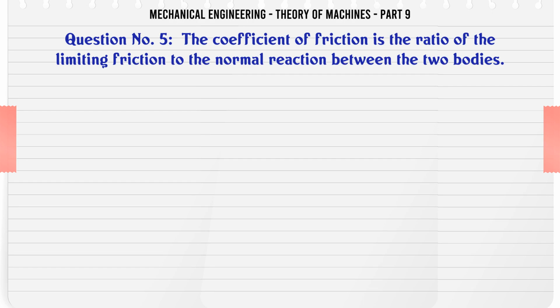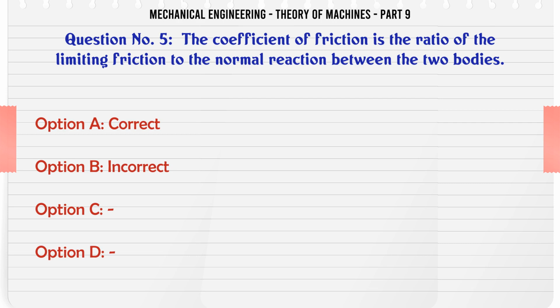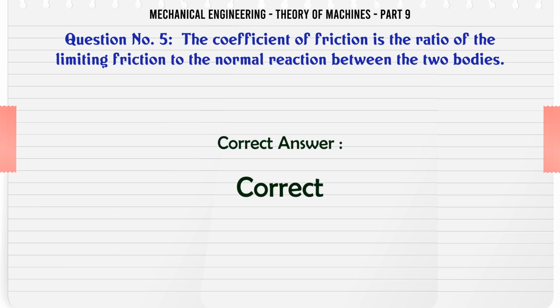The coefficient of friction is the ratio of the limiting friction to the normal reaction between the two bodies. A. Correct. B. Incorrect. The correct answer is correct.